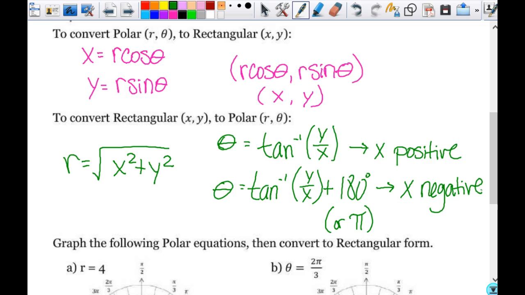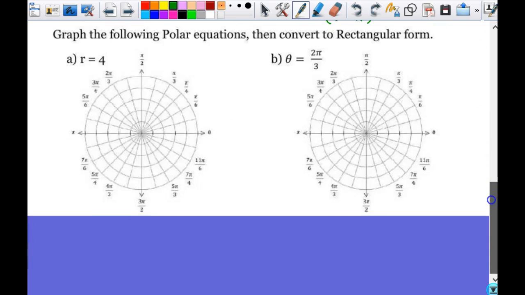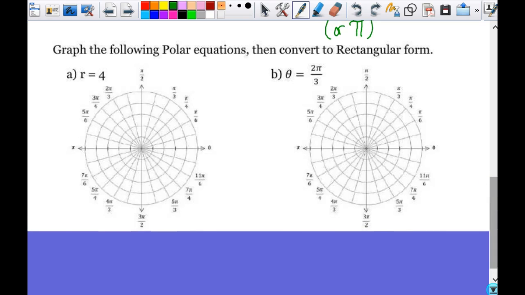We all good? All right, so now let's look at these graphs real quick before we go convert some things. This says graph the following polar equations. Now yesterday we just plotted points, okay? We did not graph equations. So we're going to think about what would make sense here if we were going to actually plot or graph these equations here.